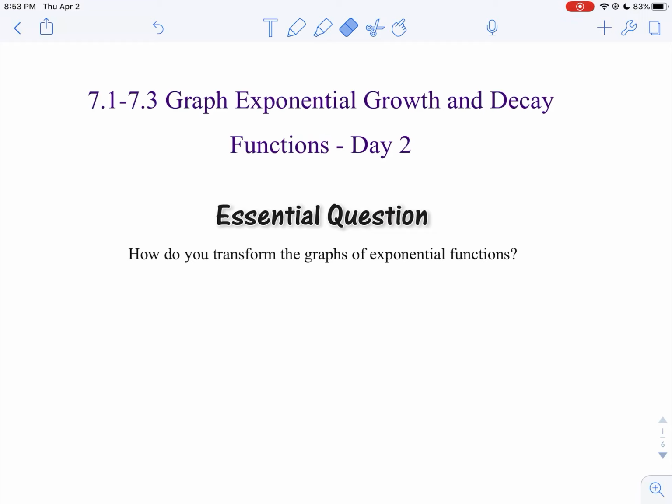So we are going to continue talking about graphs of exponential growth and decay functions. And specifically, we're going to talk about some transformations of those graphs. So our essential question is, how do you transform the graphs of exponential functions?